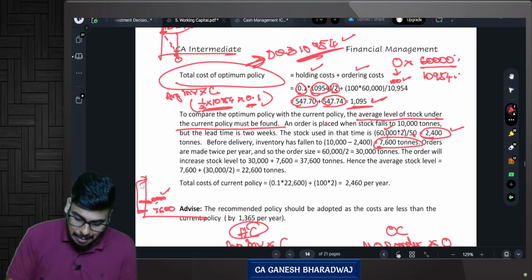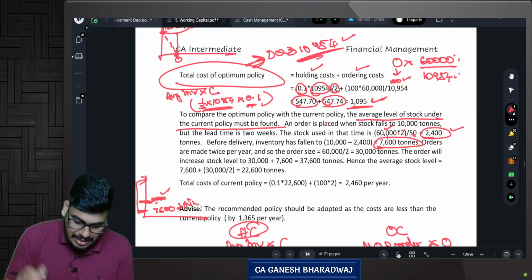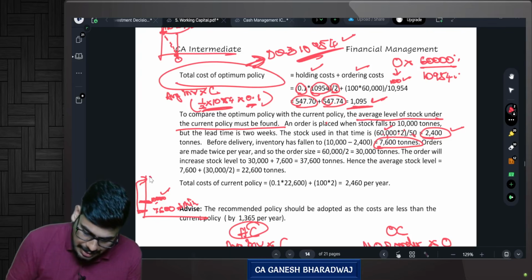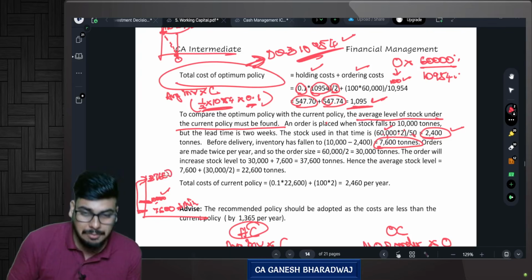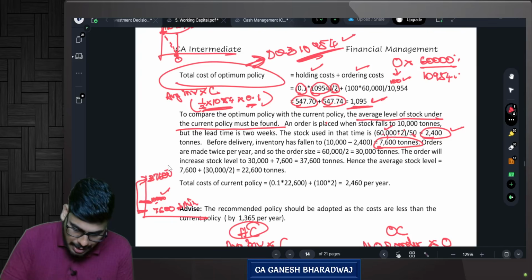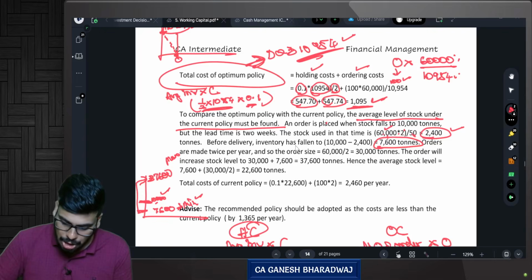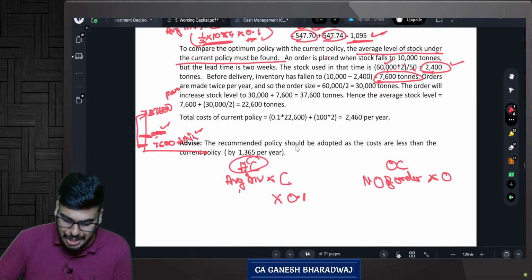So what is the maximum stock that you will be having? 7,600 is the minimum stock. What is the maximum stock? It's going to be 37,600, because plus 30,000, it's going to be 37,600. So the average stock will be the maximum stock plus the minimum stock divided by 2. So your average stock is going to be how much?